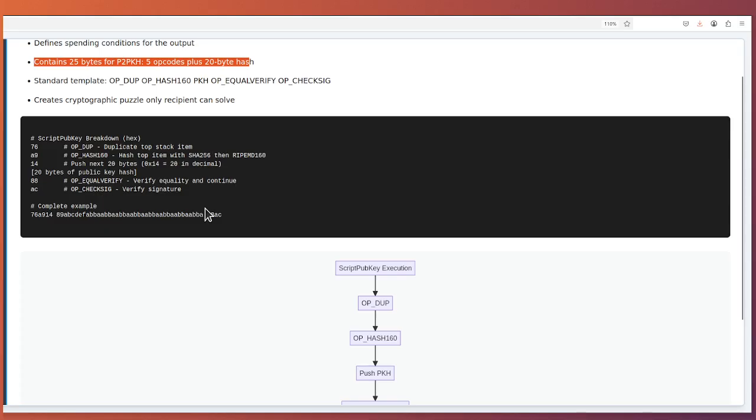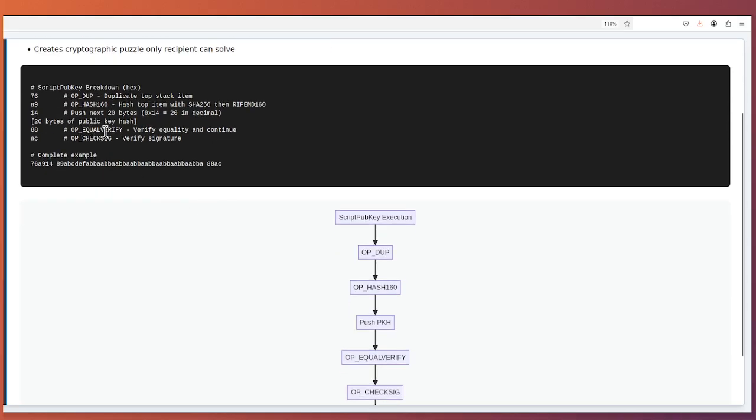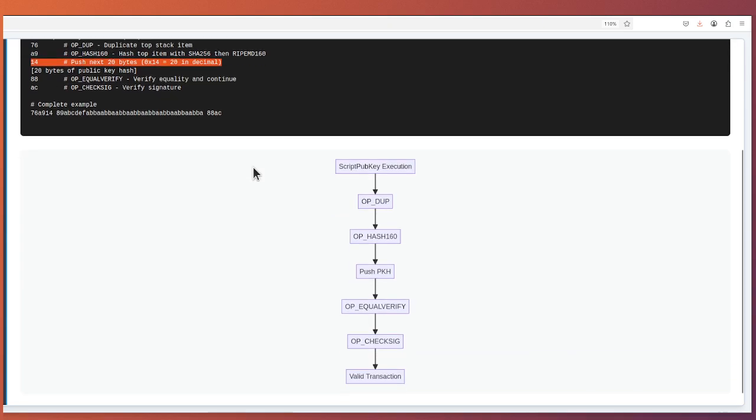Let's examine each component. The script begins with OP_DUP, which duplicates the top item on the stack. Following this is OP_HASH160, an opcode that performs a HASH160 operation, which, as we discussed earlier, means SHA-256 followed by RIPEMD-160 on the top stack item. Next, a data push of 20 bytes provides the actual public key hash of the recipient. This is the critical piece of information that identifies who can spend these coins.